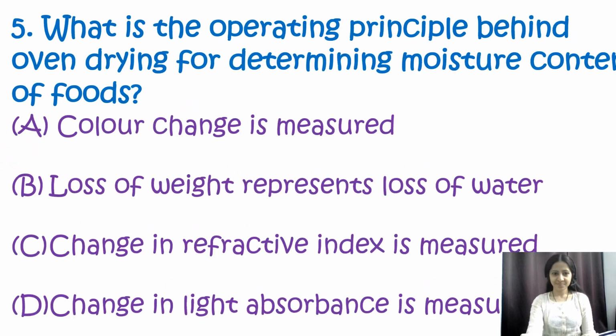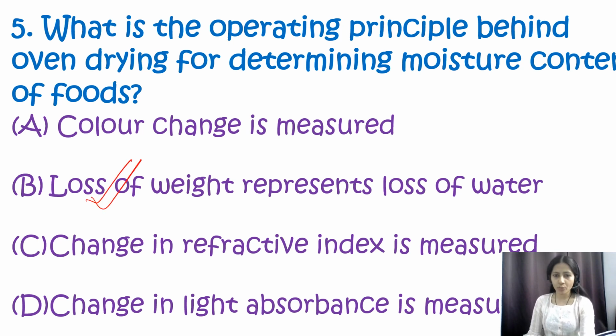So question number 5, what is the operating principle behind oven drying for determining moisture content of foods? Options are color change is measured, loss of weight represents loss of water, change in refractive index is measured, or change in light absorbance is measured. So over here, my correct option will be loss of weight represents loss of water.